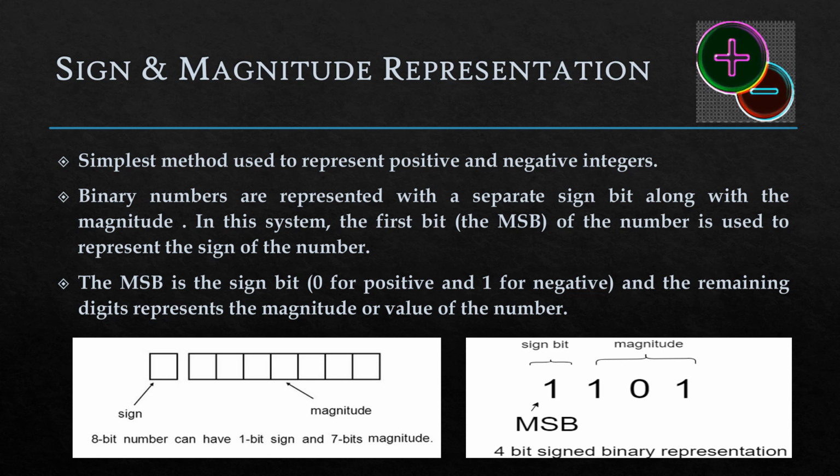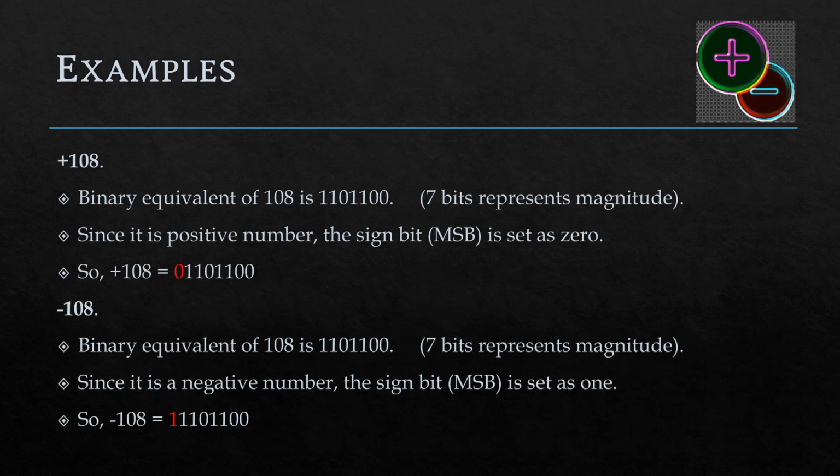In 4-bit binary representation, here also the MSB is reserved for representing the sign bit, and the remaining 3 bits can be used for representing the value of the number. If the sign bit is 0, then the number is positive. If the value is 1, it indicates that it is a negative number. Fine, now let's look at an example.